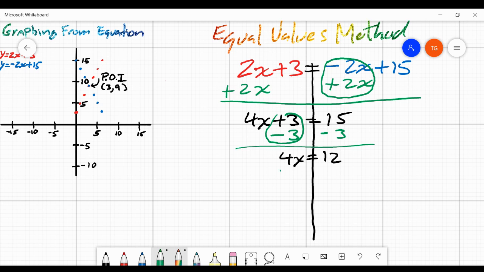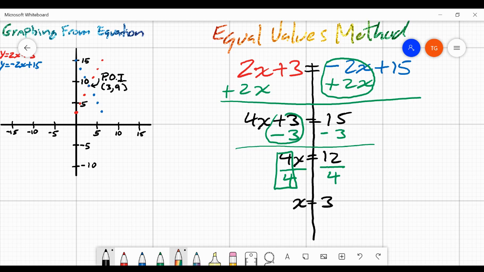But I don't want 4x's. I want 1x. So I'm going to divide by the value in front of x, which is 4. If I divide on one side, do it on the other. This gives me a 1. So now I just have x equals 3.